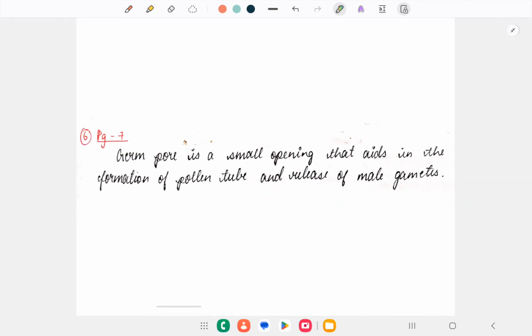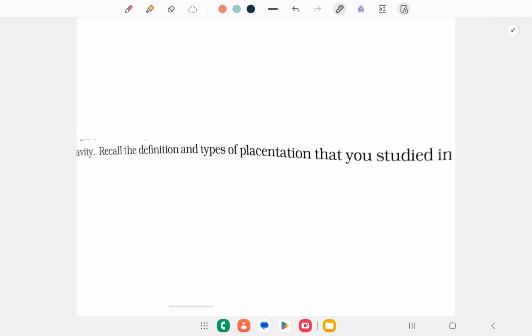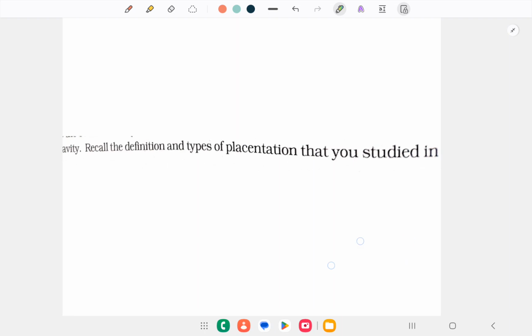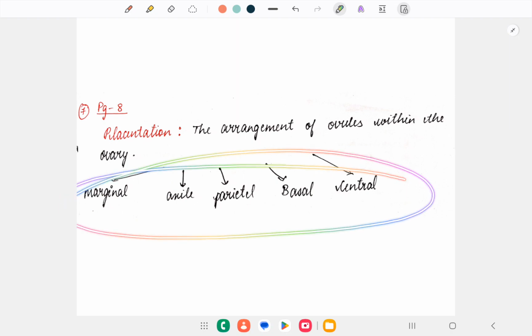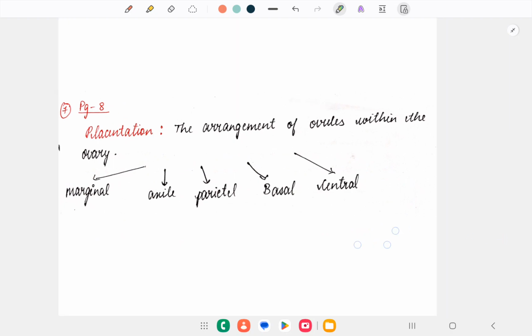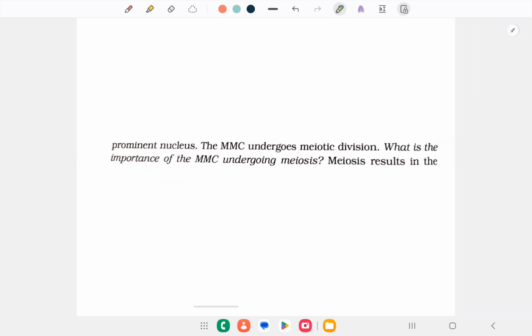Moving to the next question, which is on page number 8: recall the definition and the types of placenta that you studied in your class 11th. When we try to recall what happened in class 11th, in the morphology of flowering plants, we'll identify that we have studied all the types of placentations. Moving on to the next question on page number 10.